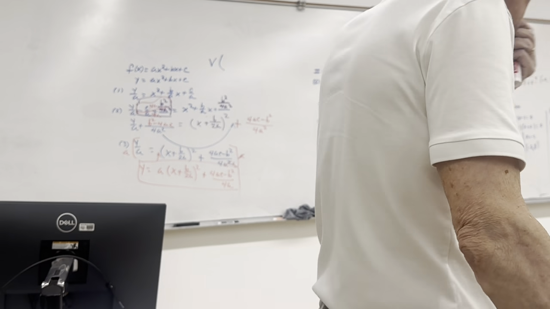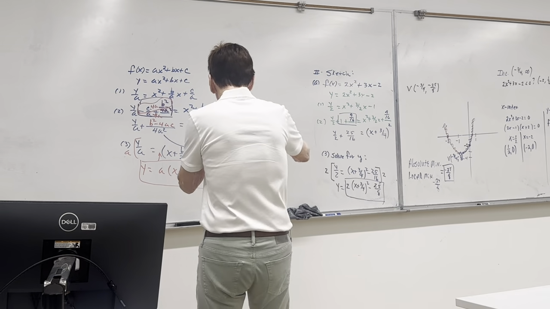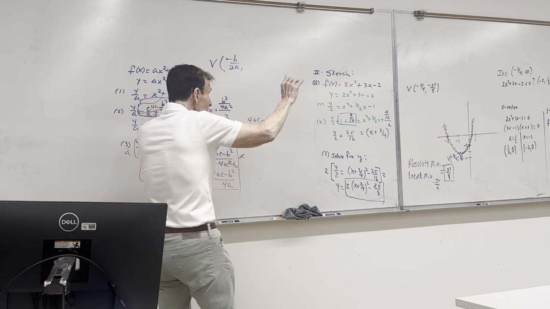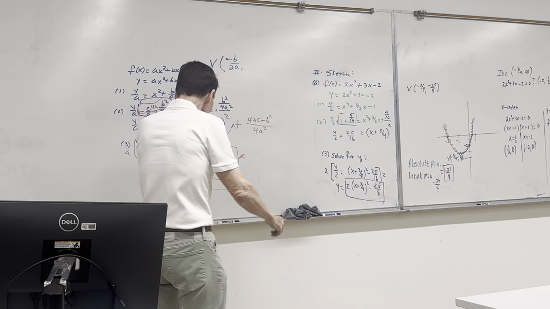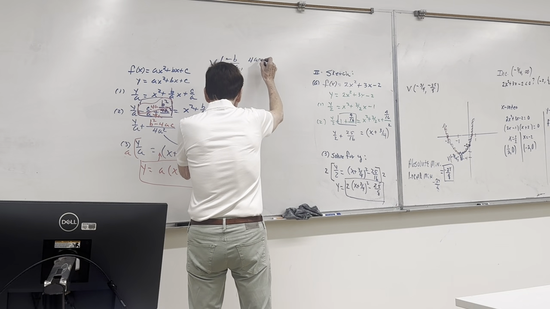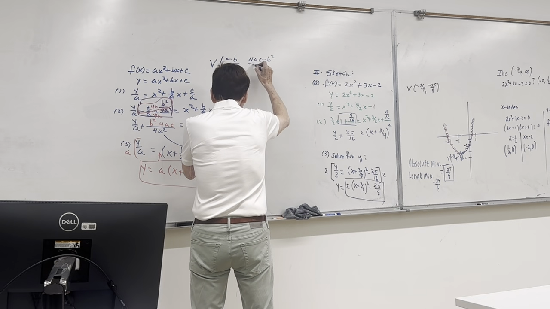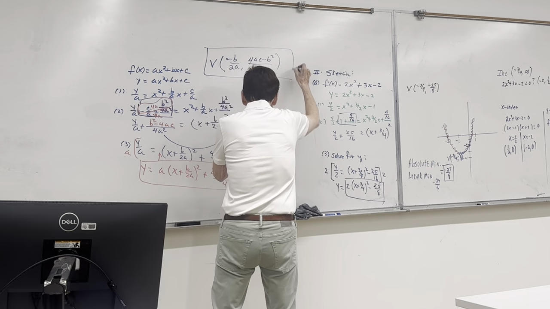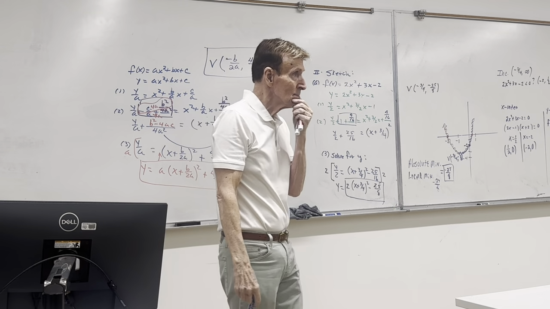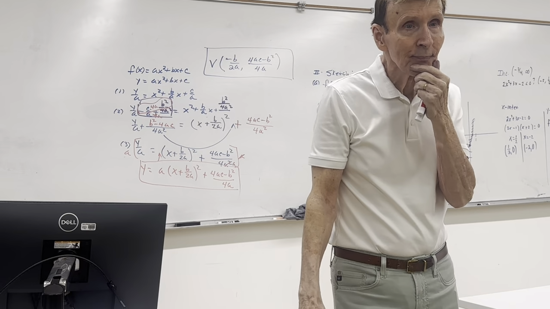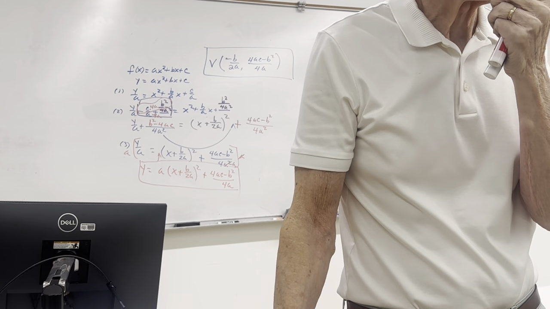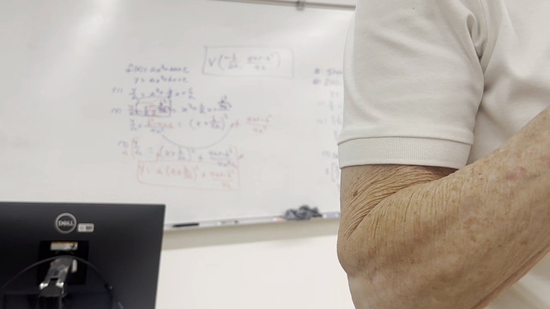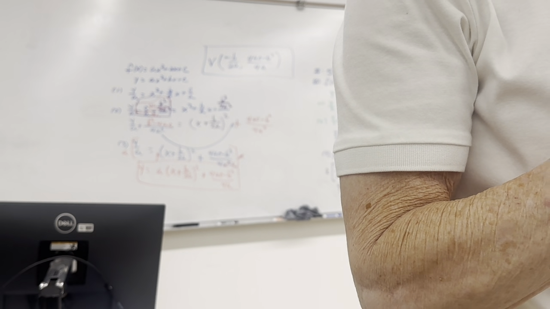Well, in this case, it'd be negative b over 2a, comma, 4ac minus b squared over 4a. Now you have a formula to find the vertex, and you need not go through completing the square to find it unless requested. You now have a formula.